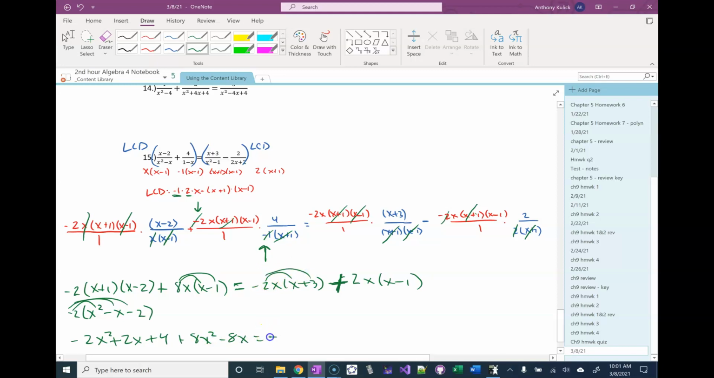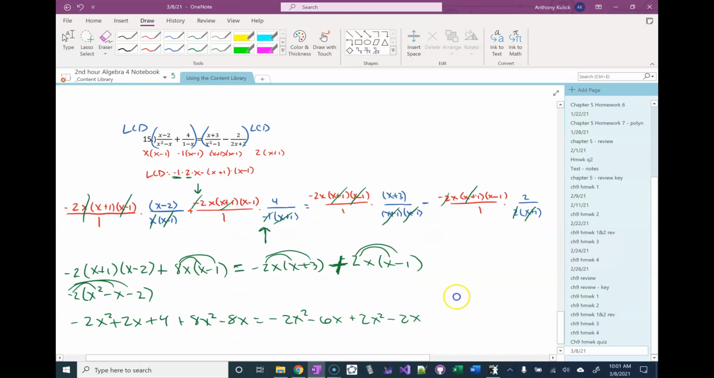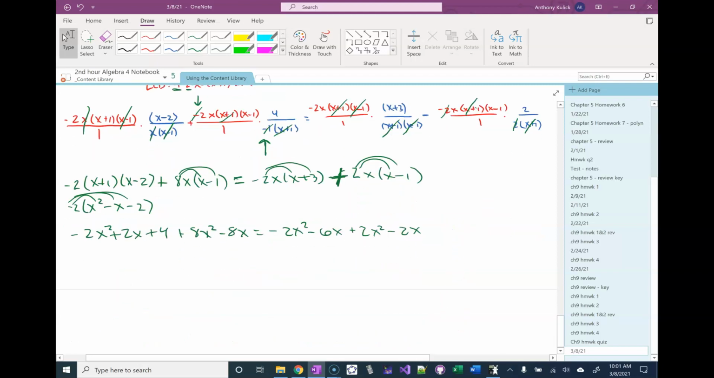Now we'll combine like terms on each side. So negative 2x squared and 8x squared is 6x squared. 2x and negative 8x is negative 6x. And then I still have that plus 4. Then negative 2x squared and positive 2x squared is 0. And then negative 6x and negative 2x is negative 8x. And then this is quadratic, so let's get it all onto one side. So I'm going to add the 8x over.